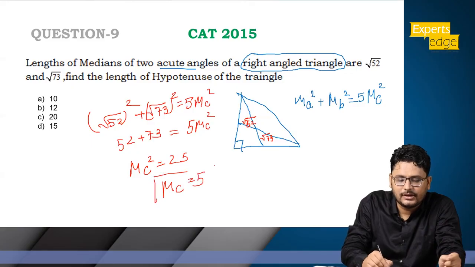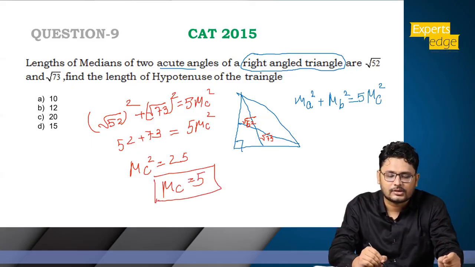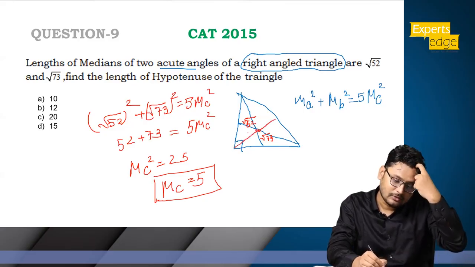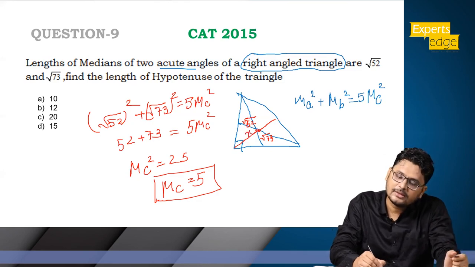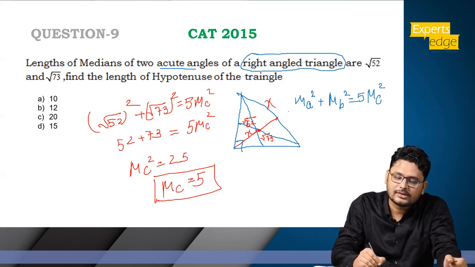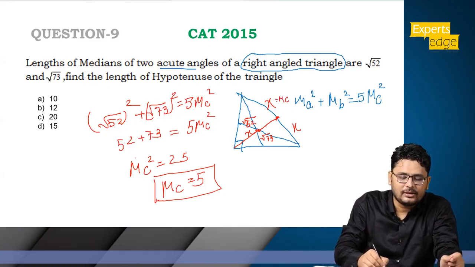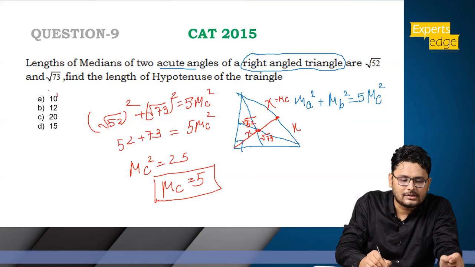And what is MC? Median drawn on the hypotenuse. So I know that if this is a median drawn on the hypotenuse and this is 5, in a right angle triangle, if this length is x, this length will also be x and this length will also be x. And what he is asking is the hypotenuse. So my hypotenuse will be 2x basically, right? And this x is nothing but MC. So the correct answer should be double of 5, that is 10.